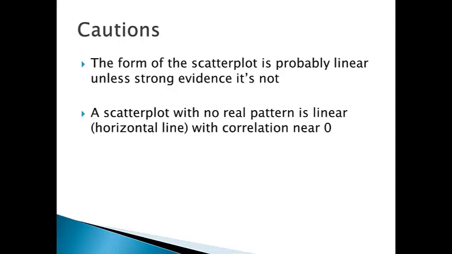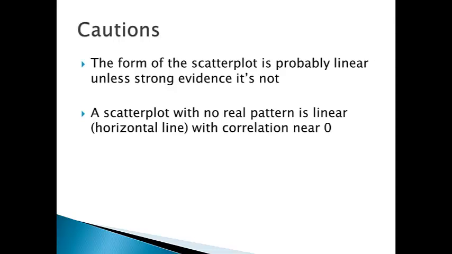We showed you a very curved, it's a quadratic formula actually, scatter plot earlier in this video. In that case, the form of the scatter plot is very nonlinear. Oftentimes, though, if you don't have overwhelming evidence like in that case, the scatter plot probably has a linear form and the correlation coefficient will be appropriate.